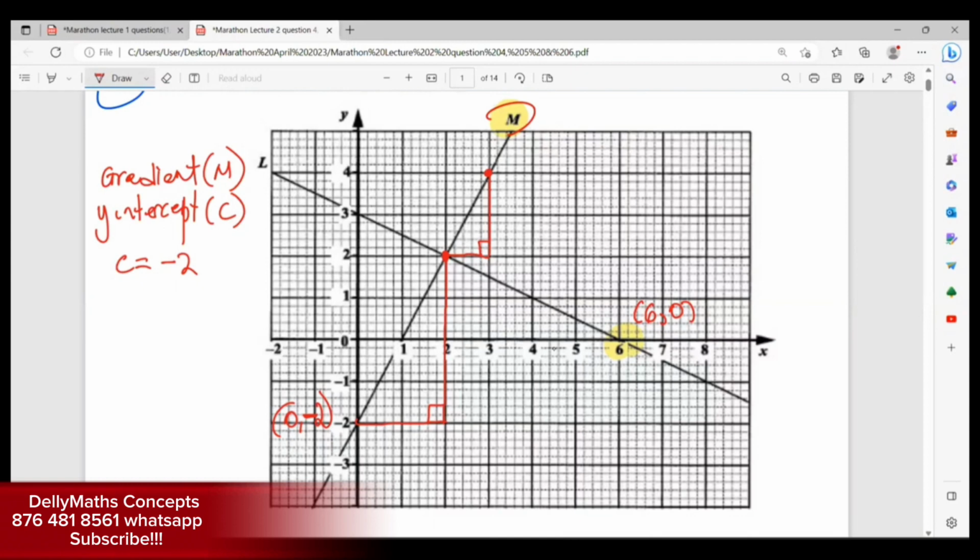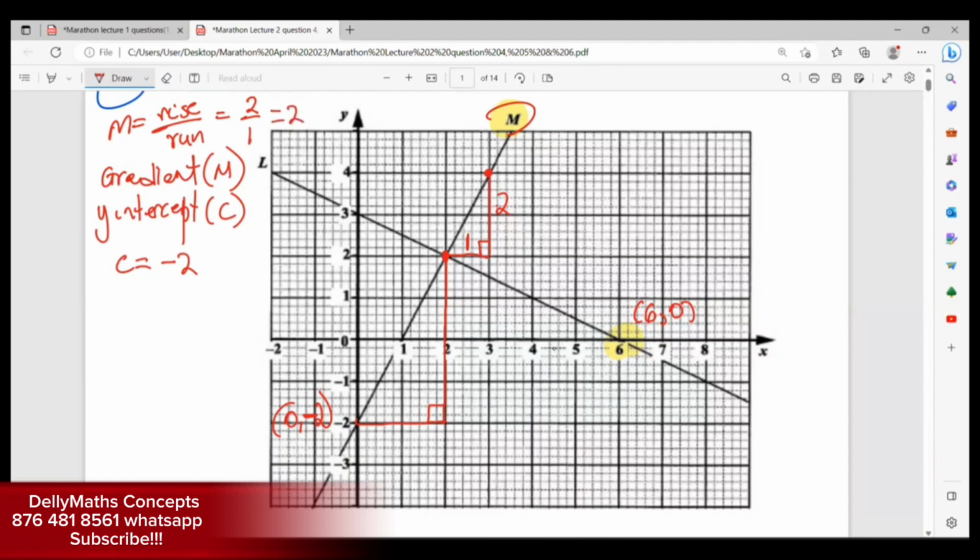For example, I am seeing that the vertical side here is 2 units and the horizontal side here is 1 unit. Then remember that gradient is equal to rise over run, which is your vertical side over your horizontal side. So the gradient in this case is 2.